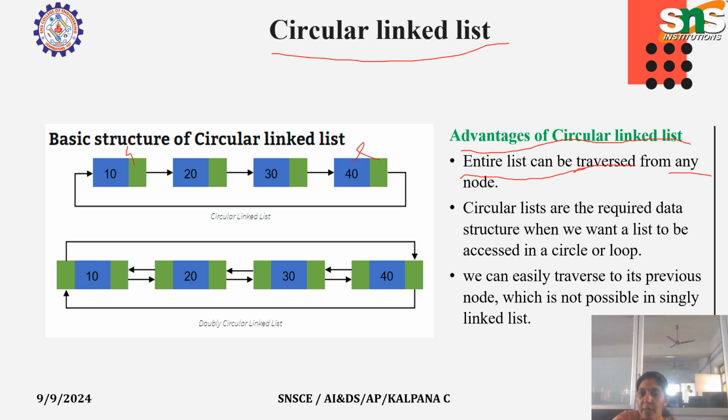Circular lists are the required data structure when we want a list to be accessed in a circle or loop. For example, take your music player system, Spotify or any other. After playing the last song, what happens if you are not doing any process? Obviously, after the last song, the first song will be played, and then the second, third, one after another. So that is a loop. That is an example of a circularly linked list.